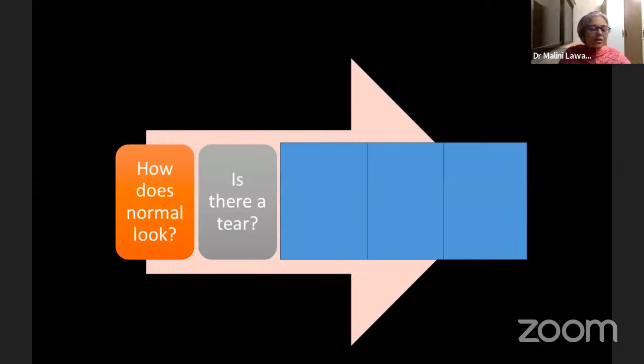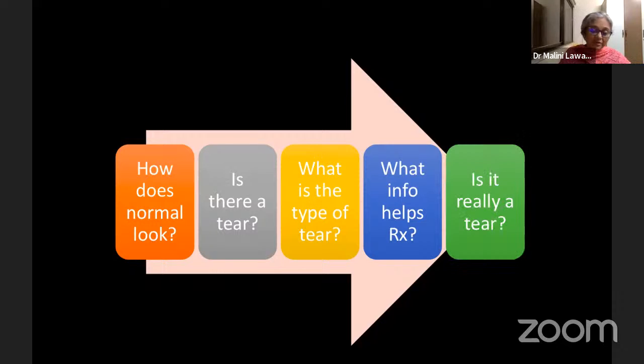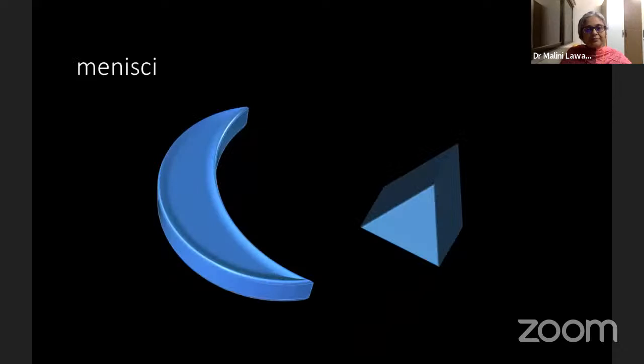After that, the million-dollar question: is there a tear or not? And how do we answer that? If there is a tear, can we classify it further? What is the type of tear? How can we identify that? What is the information that is important to help in the management, which is the whole purpose of imaging, to give the information which can help decide the management? How can we do that by MRI? And lastly, is it really a tear, or is it a pitfall and not really a tear? So this is the sequence that we'll follow in today's presentation.